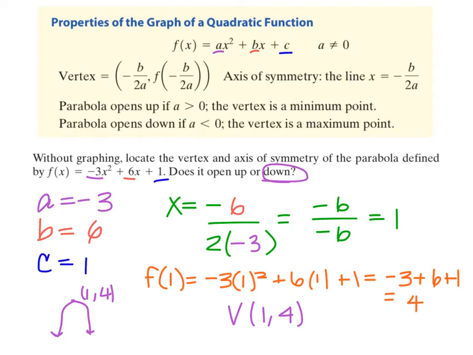And the last thing that we need to figure out in this example is, does this function open up or down? It's going to open down. I didn't need to do any of this writing to figure that out. I just need to identify a. It's a negative 3, so therefore it's going to open down. So the parabola will look something like that.